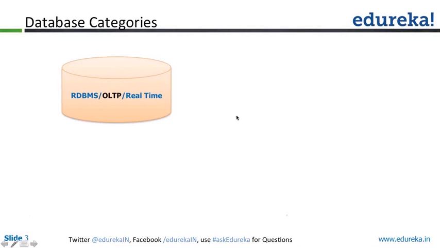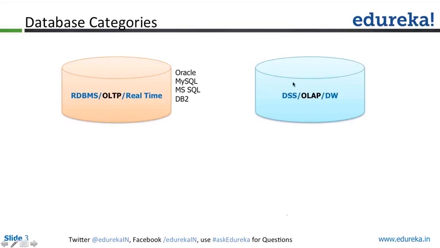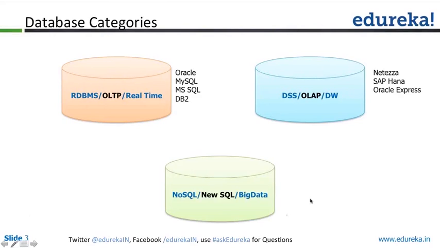The examples majorly are Oracle, MySQL, Microsoft SQL Server, and DB2, which fall into this category. The second category is the OLAP kind of systems, which are online analytics processing systems, the data warehouse systems. Some basic examples would be SAP HANA, Oracle Express, and Netezza, which all fall into this category. The third set is NoSQL, or NewSQL, or rather the big data systems.